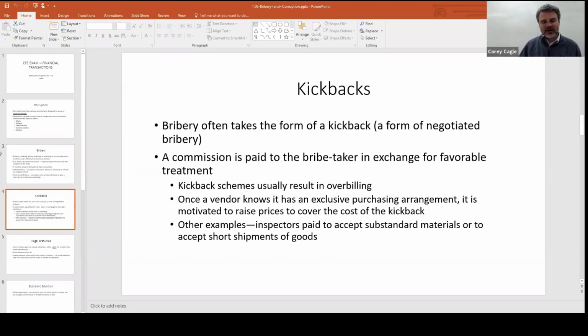But the big problem that comes along with that, besides the fact that you are treating other competitors unfairly, is that vendor's got an exclusive arrangement. They're going to start overbilling, rather. So it's going to hurt everybody except the two involved, right? So that's what a kickback is. Other examples other than that, you might have an inspector coming in and you pay them to accept substandard materials or something like that. There's different variations, but it's usually like, hey, I'll give you this if you'll, whatever.